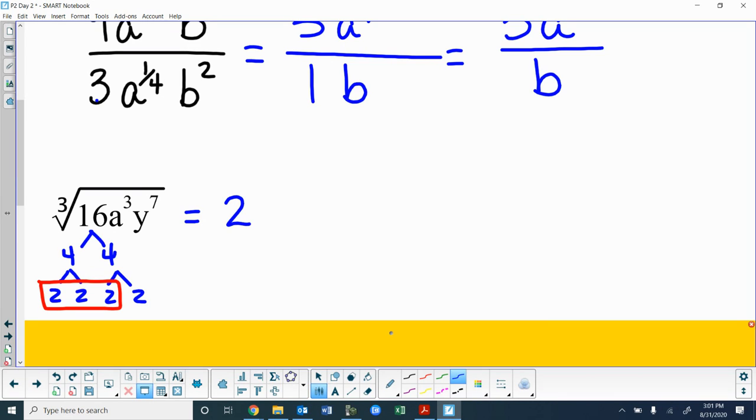If I do a factor tree for the A's, there's a group of 3 A's. So that means I can pull an A out front.